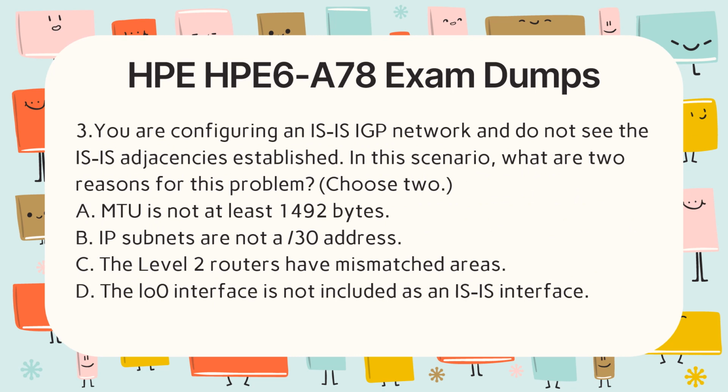3. You are configuring an IS-IS IGP network and do not see the IS-IS adjacencies established. In this scenario, what are 2 reasons for this problem? Choose 2. A. MTU is not at least 1492 bytes. B. IP subnets are not a /30 address. C. The level 2 routers have mismatched areas. D. The lo0 interface is not included as an IS-IS interface.